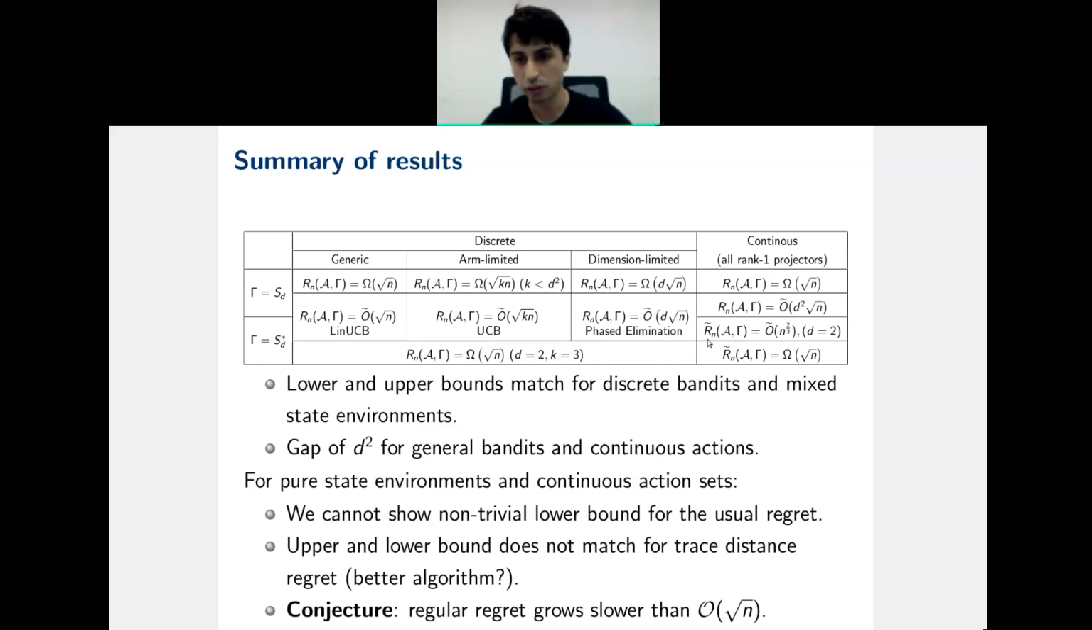And actually, for this trace distance regret, the upper bound goes as n to the 3, but it's a very naive upper bound because this algorithm is not very adaptive. So the thing to keep in mind is we conjecture that the regular regret for this case scales slower than square root of n. We think it can scale just as a logarithm of n, because our lower bound is constant, but we think it cannot be improved, but we need to find this strategy. So yeah, I think that was all.